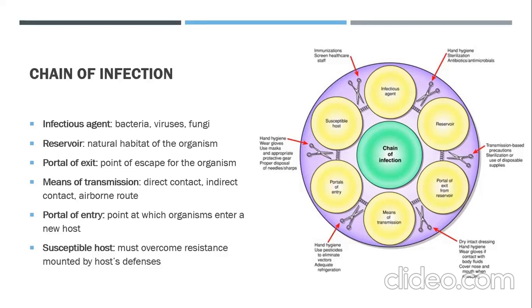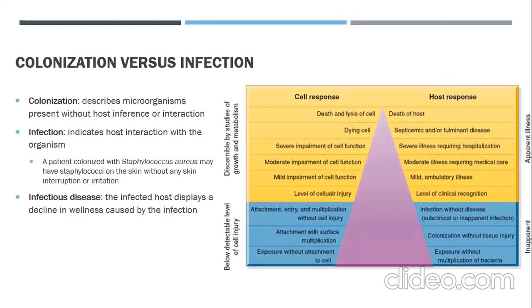Whether it's interrupting the agent, you see it, hand hygiene. If you're washing your hands so you don't pass something on to somebody else, or are you taking your antibiotic so you don't pass something on? Whatever the case may be, all along the chain, somewhere we're trying to break that chain to stop the spread of infection. So when it comes to infection, you can have colonization.